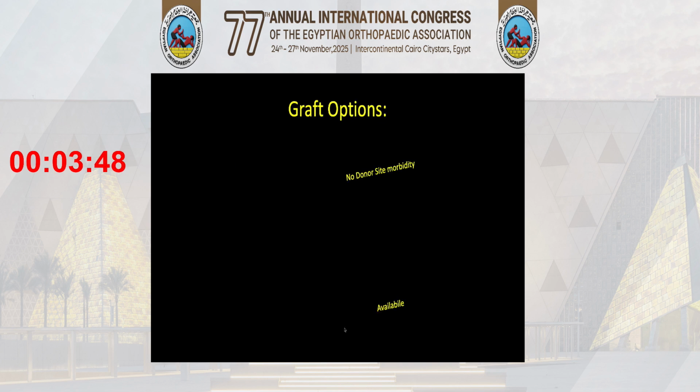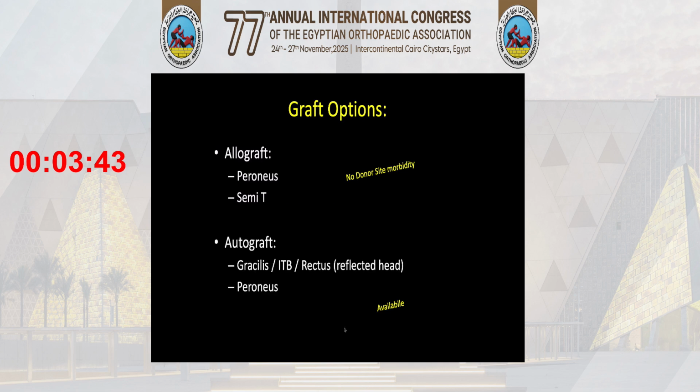As for the graft, it is either allograft, which is not present in Egypt, or autograft, like we do for ACL. We take the semitendinosus or gracilis, or some people take the ITB or the peroneus. My preference is either the peroneus or the semitendinosus. They have good quality tissues.